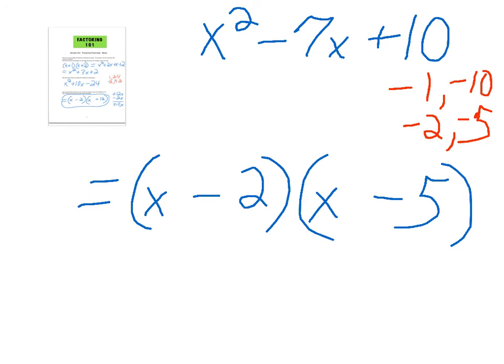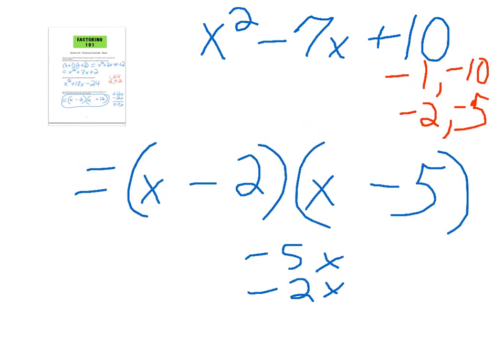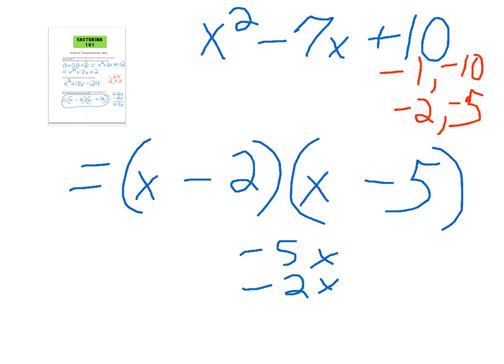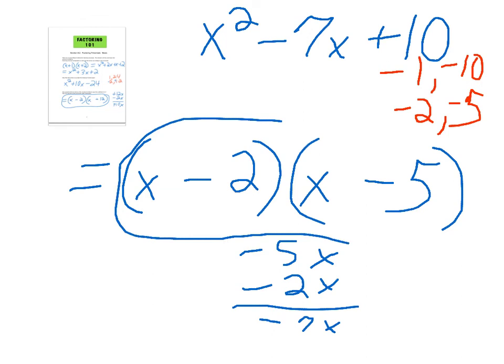And then if I double check my factors, the outside gives me negative 5x. Inside, negative 2x. And that will give me the negative 7x that I want in the middle. So that gives us a second example, and that is the correct factorization right there.